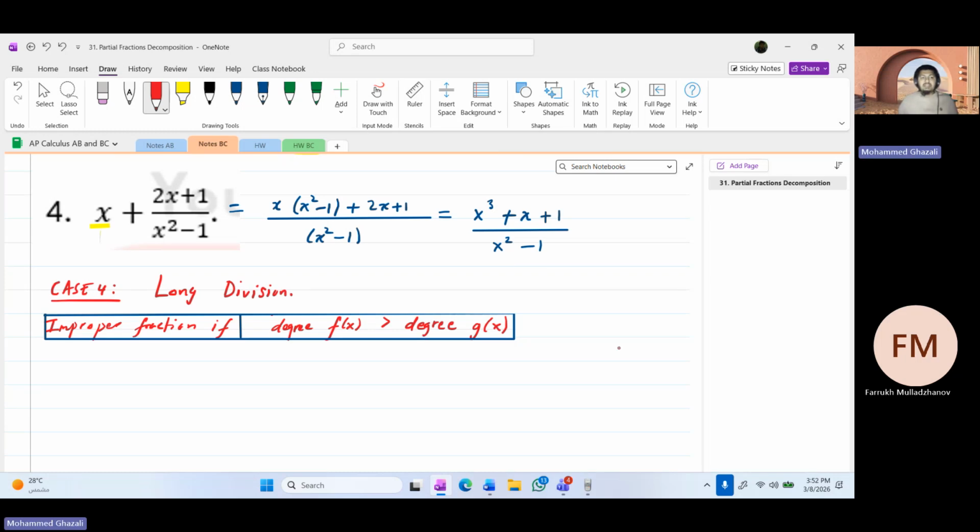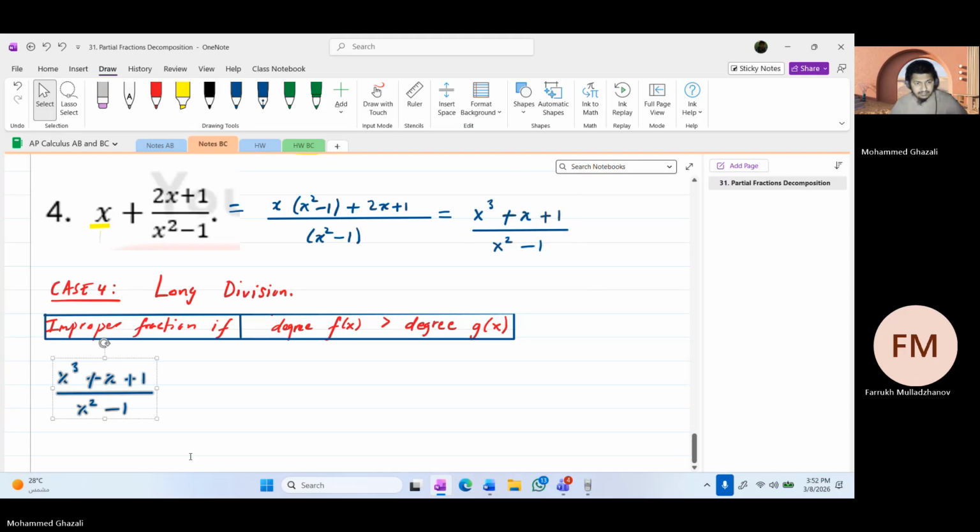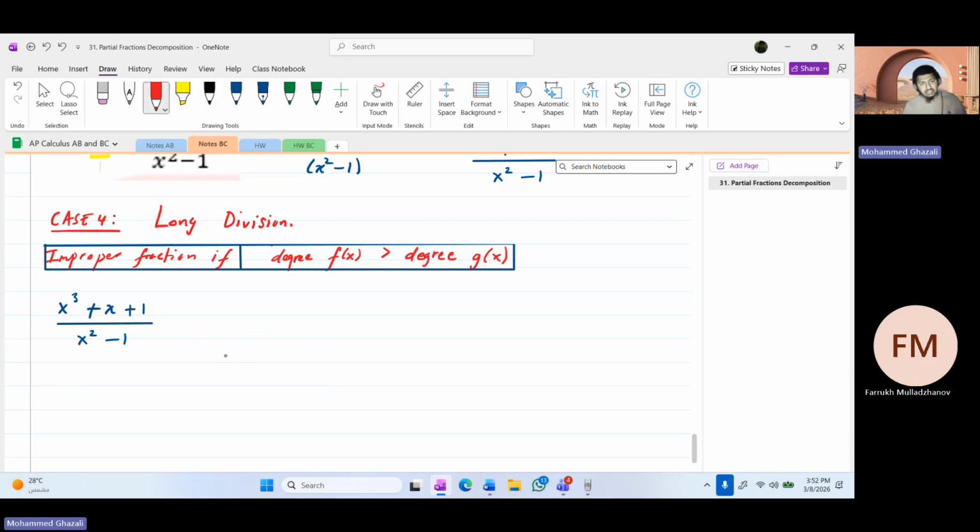Okay. What is case 4? Long division. To decompose this, first we're going to use long division and then apply the other 3 cases. Now, how do I apply long division here? Long division here is we're going to decompose this x cubed plus x plus 1.